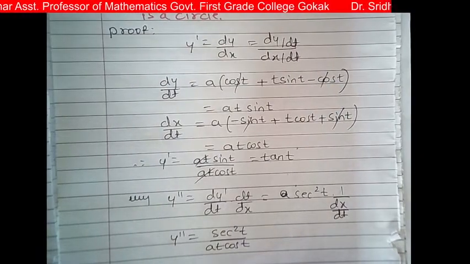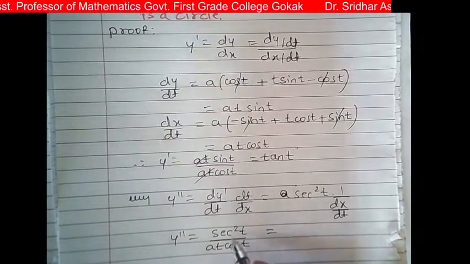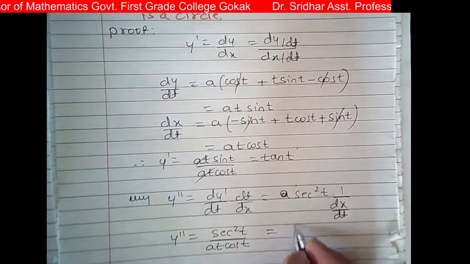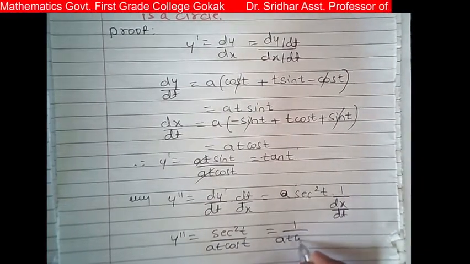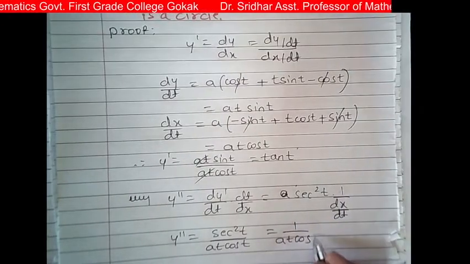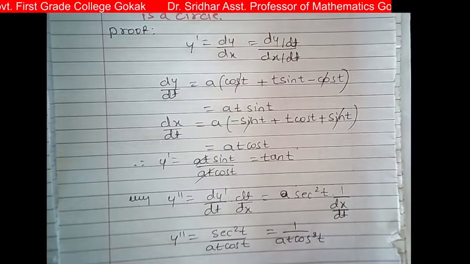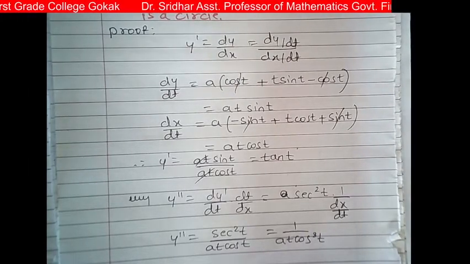Or in other words, this sec square t can be written as 1 by cos square t. So which is 1 by at, 1 by cos square t means it is cos cube t. So 1 divided by at cos cube t. So now we got y dash and y double dash.